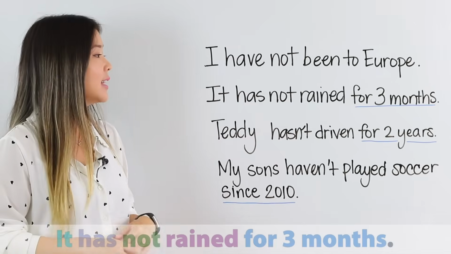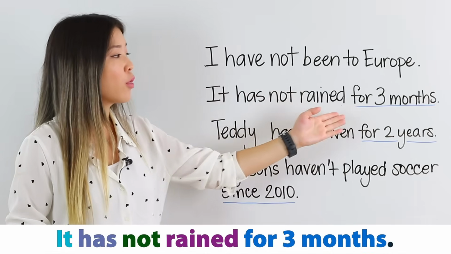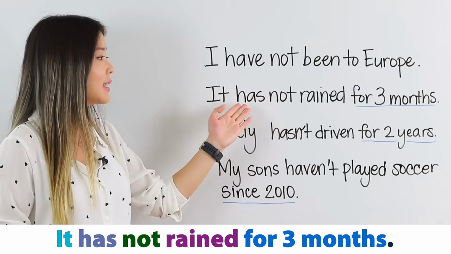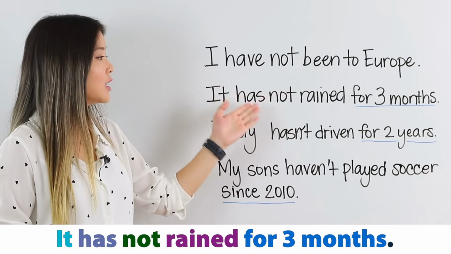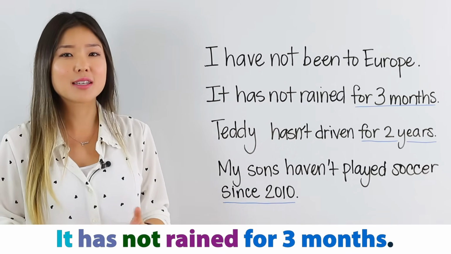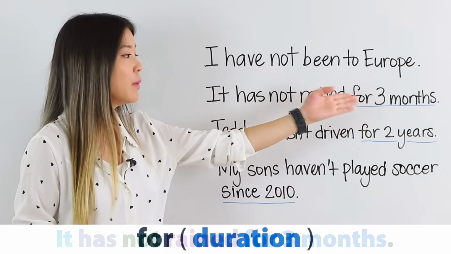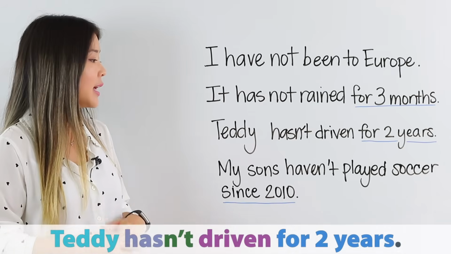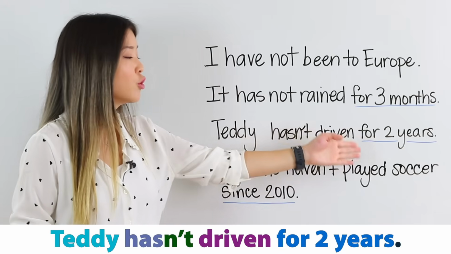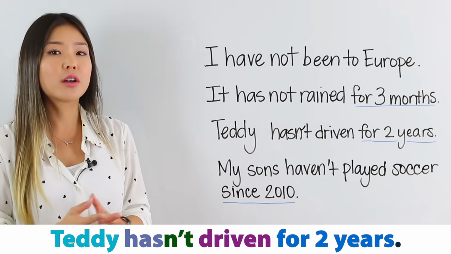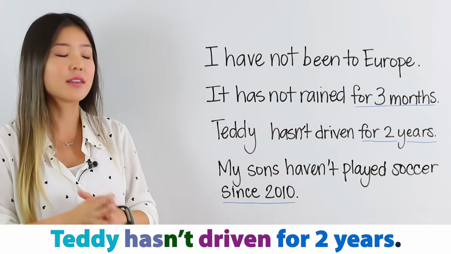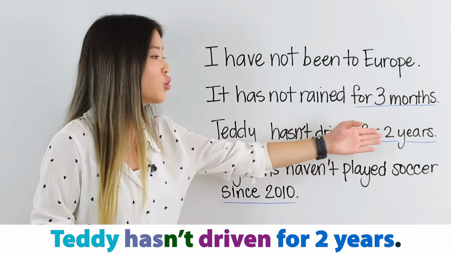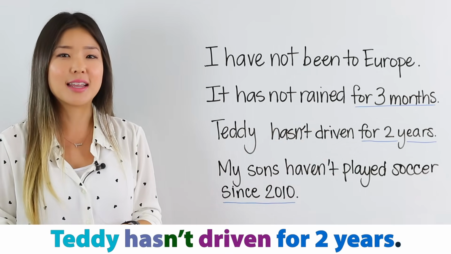The next sentence says, it has not rained for 3 months. Again, we put the not between the has and the verb. It has not rained for 3 months. Here, we have a time expression to show the duration. The next example says, Teddy hasn't driven for 2 years. We use the contraction here for has and not, hasn't. And then we use the time expression for 2 years at the end of the sentence.